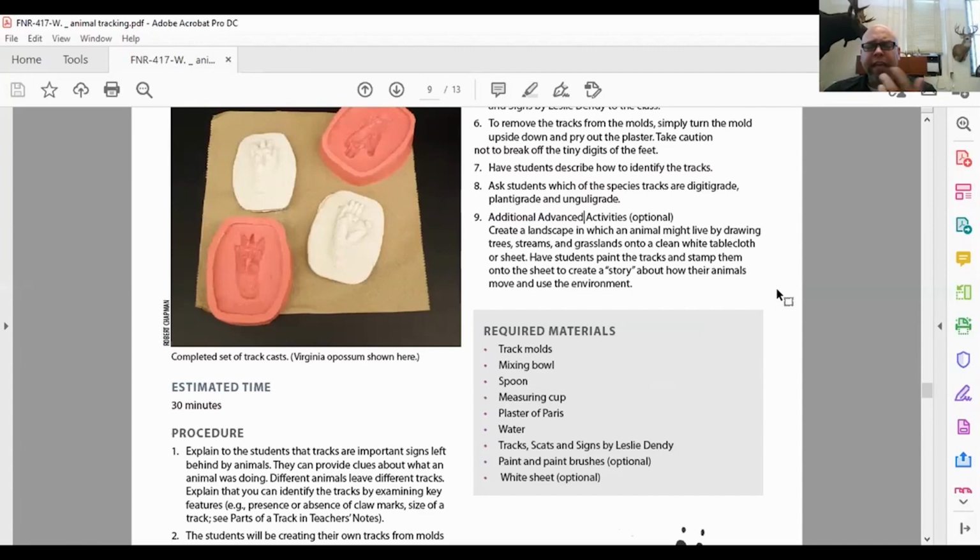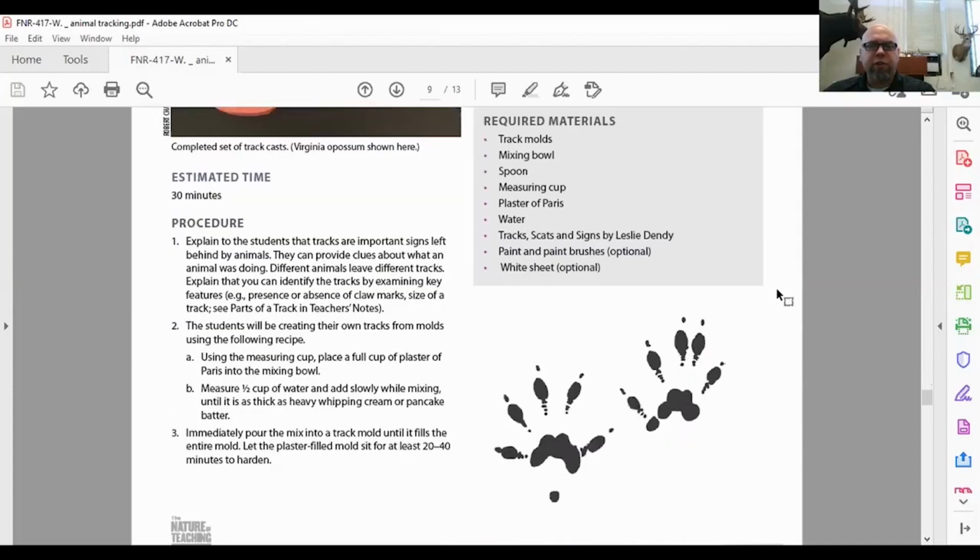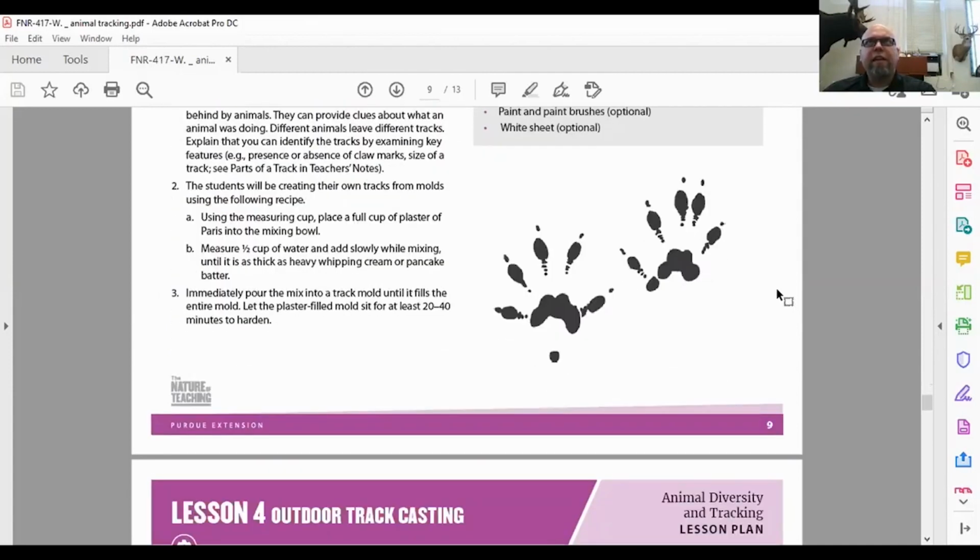So again, I think this will be an activity that both you and the students really love and enjoy, and it's really informational to the students and really gets them to think about, even despite what type of habitat they might be surrounded by, there's oftentimes far more animals there than we ever realize, and they can identify those just based on the tracks that they leave behind.